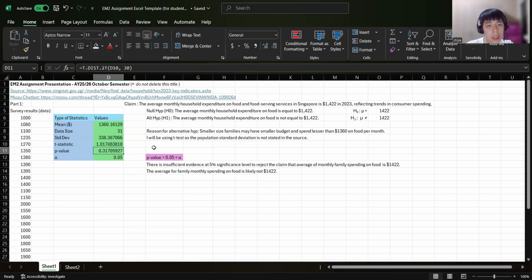I used the t-test as the population standard deviation was not stated, which needed the t-statistic and the data size minus 1, which gave me 0.317, which was greater than the significance level of 0.05. Hence, there is insufficient evidence at 5% significance level to reject the claim that the average monthly spending on food was 1,422. So the average family monthly spending on food is likely not 1,422.